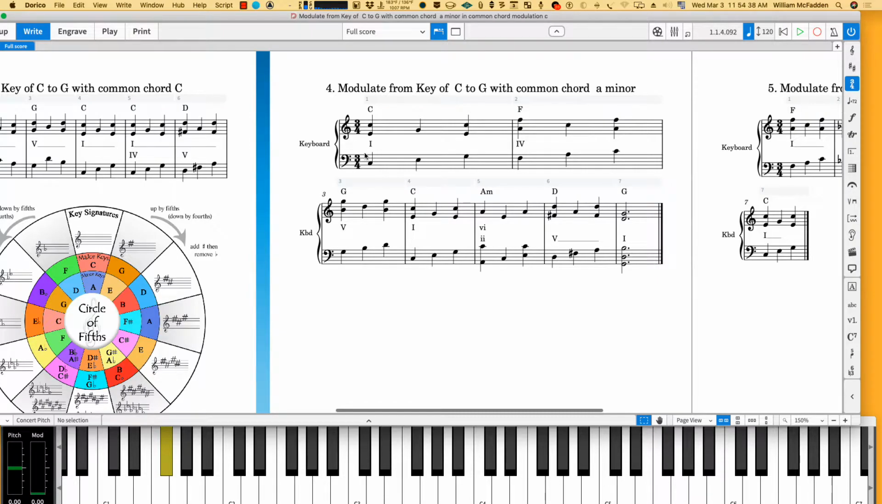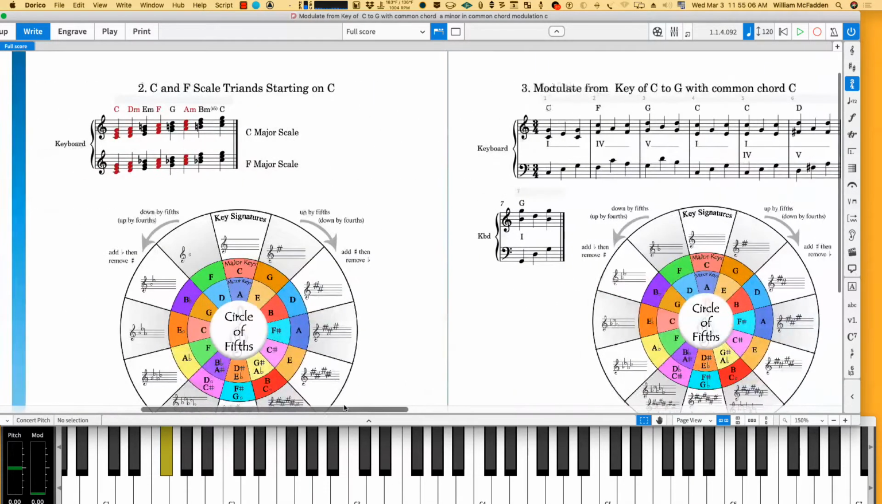So once again, we went from the tonic to the subdominant to the dominant in the key of C, and back to the tonic in the key of C, and then the common chord A minor, which happens to be in the key of C and G, but it's in particular the 2 chord in the key of G. So we have the 2 subdominant to dominant to tonic chord progression, which establishes the key of G.